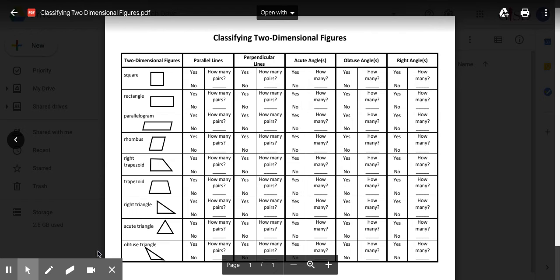The second thing we're going to talk about is classifying other two-dimensional figures by whether or not they have parallel lines, perpendicular lines, acute angles, right angles, or obtuse angles. As a reminder, parallel lines are lines that run straight across and never touch. So they're going to run straight across like this, and they're never going to touch.